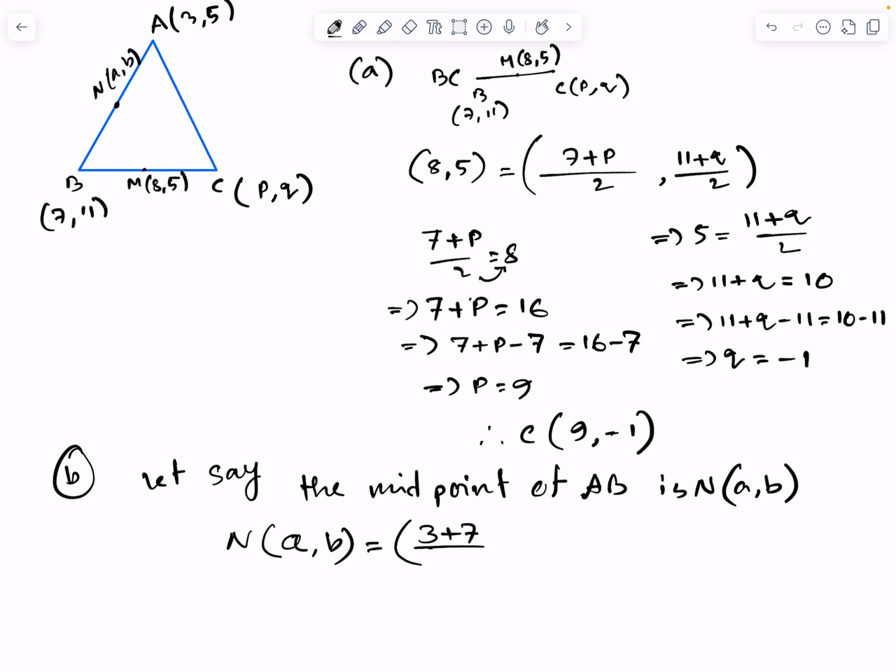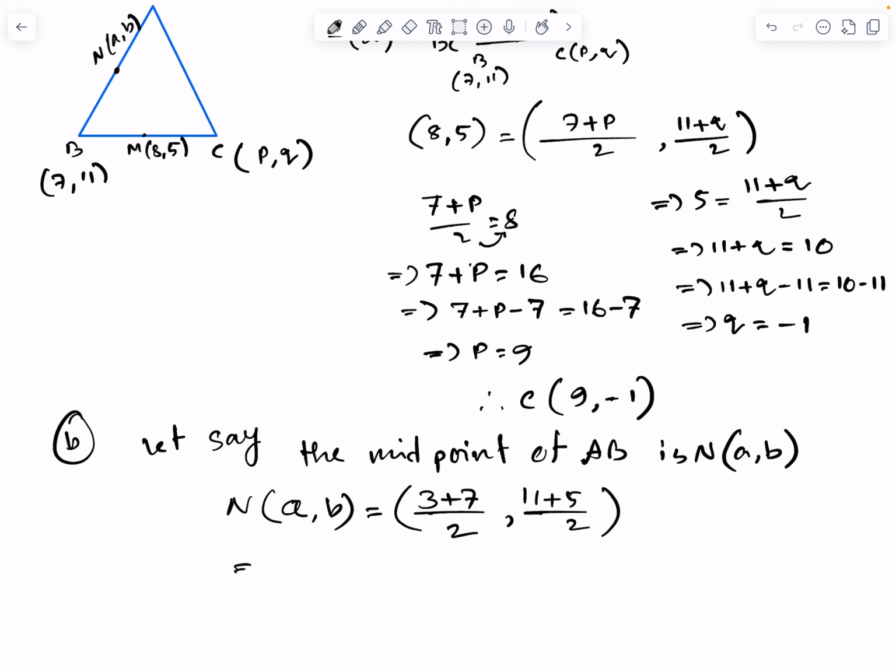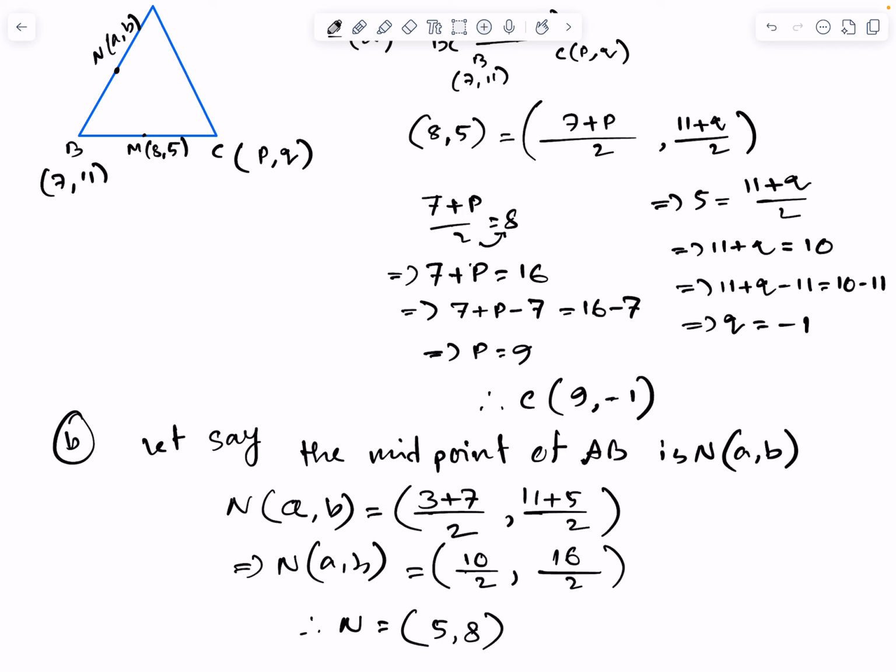It is (3 plus 7) over 2, (11 plus 5) over 2. What we did is find the midpoint of AB by averaging the x and y coordinates of the points of the straight line AB. So N is equal to (7 plus 3 is 10) over 2, (11 plus 5 is 16) over 2. So N is equal to (5, 8). We get the midpoint of AB, which is (5, 8).